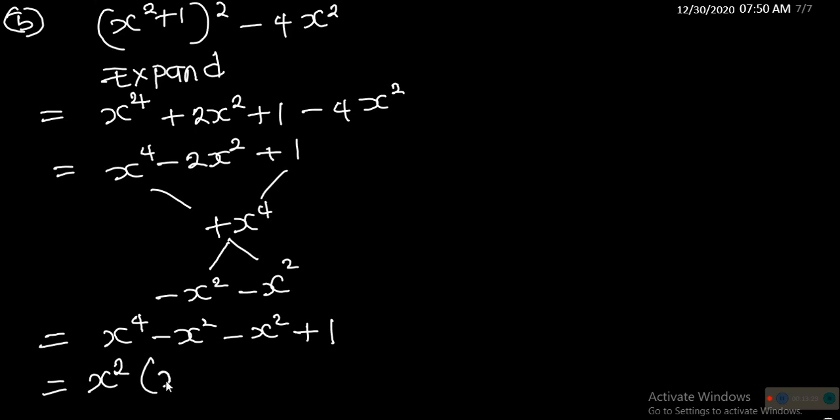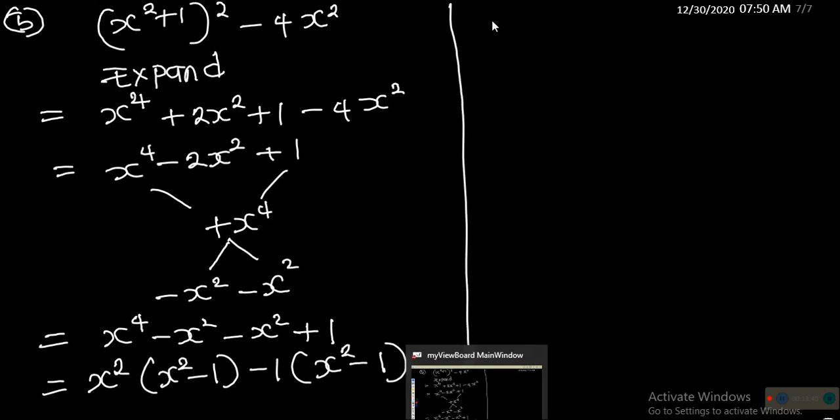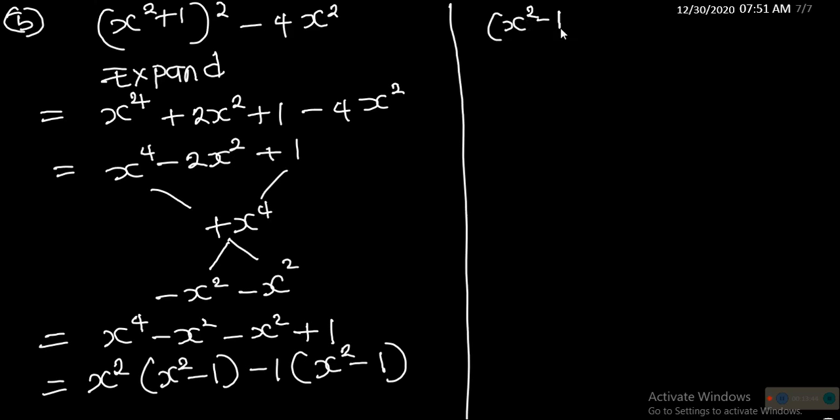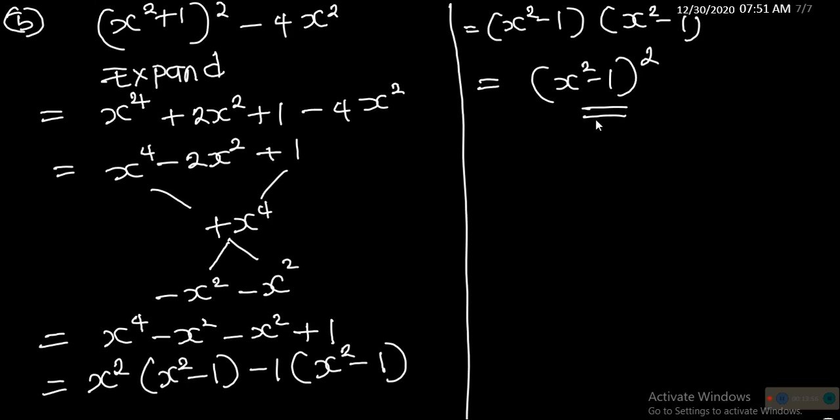Common factor of the first two, x squared minus 1. Common factor of the last two is minus 1. Then we have x squared minus 1. Okay, then we can pick one of the bracket and combine the terms outside the bracket. So we have x squared minus 1 into x squared minus 1, which can be rewritten as x squared minus 1 all squared. And this is the complete factorization of the expression, guys, and then we are done.